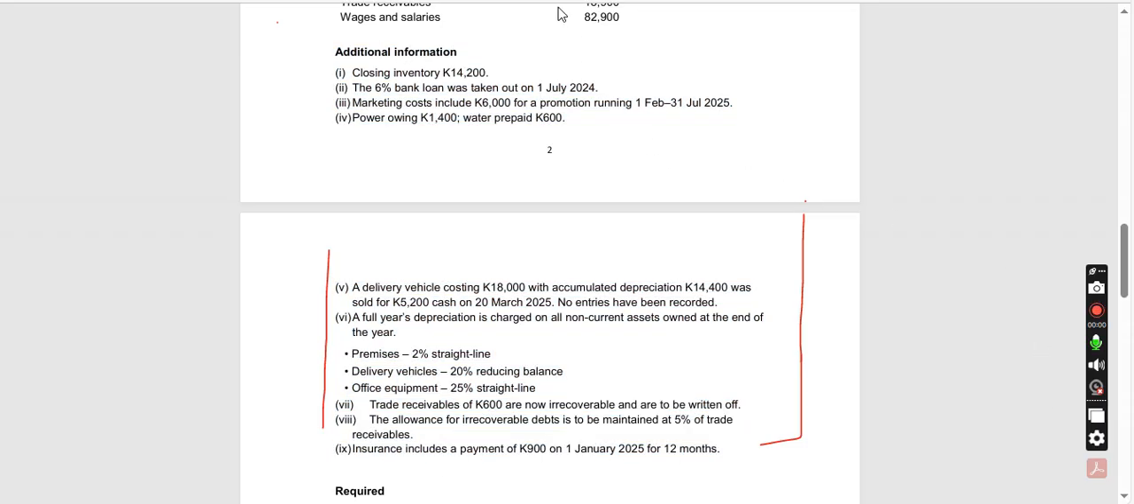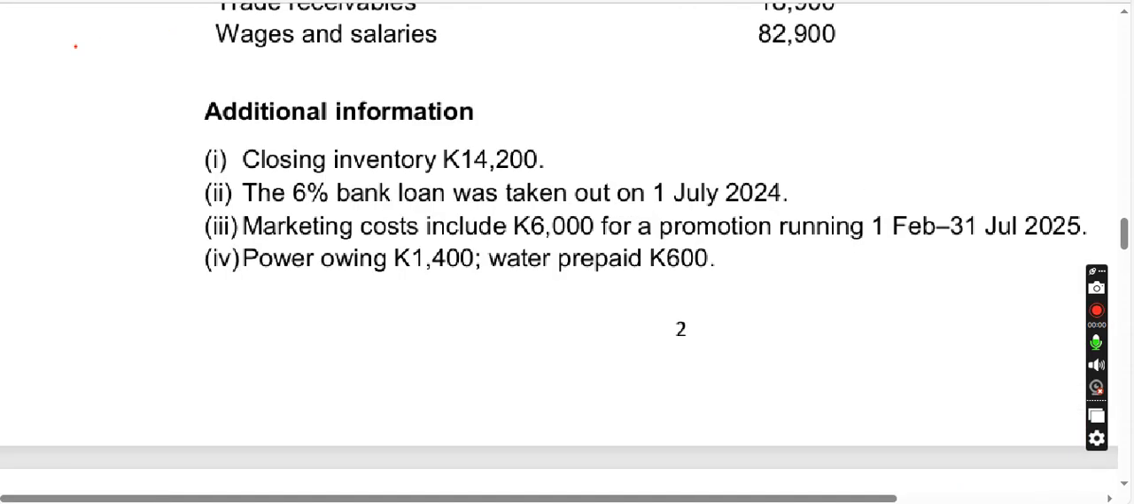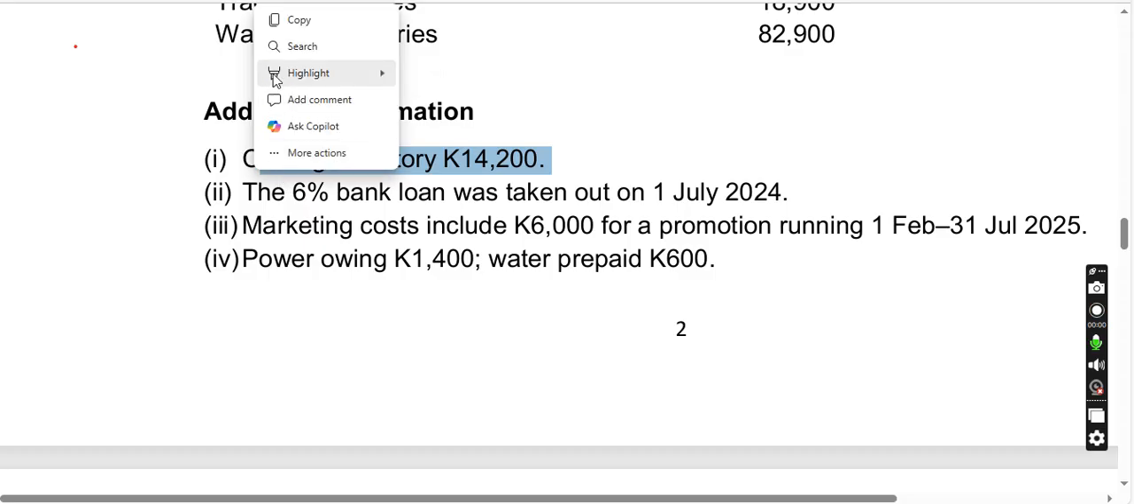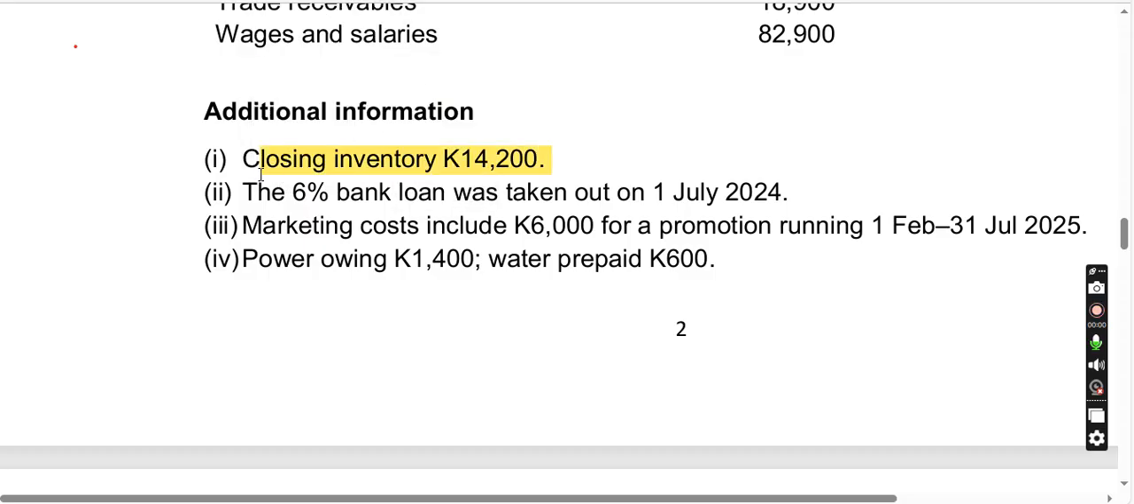Okay, so first things first, we've got closing inventory of 14,200. So this closing inventory, colleagues, you're going to see it both in the trading account and the balance sheet. Okay, so you just leave it as it is for now. You don't do anything with it, you just leave it as it is.